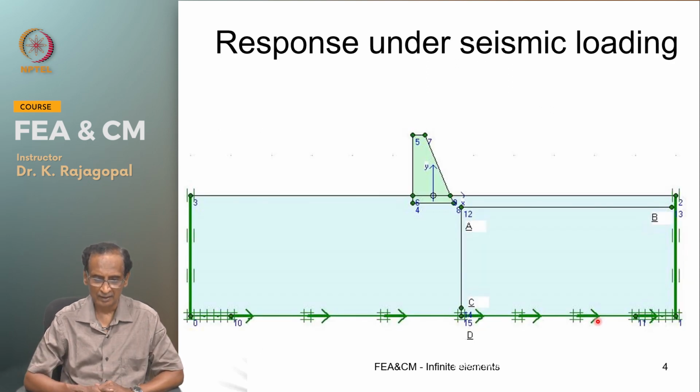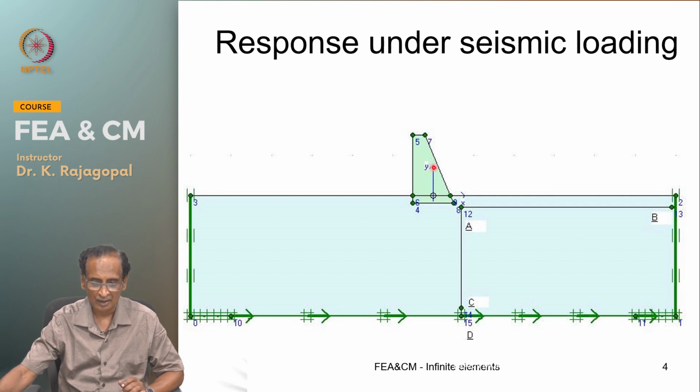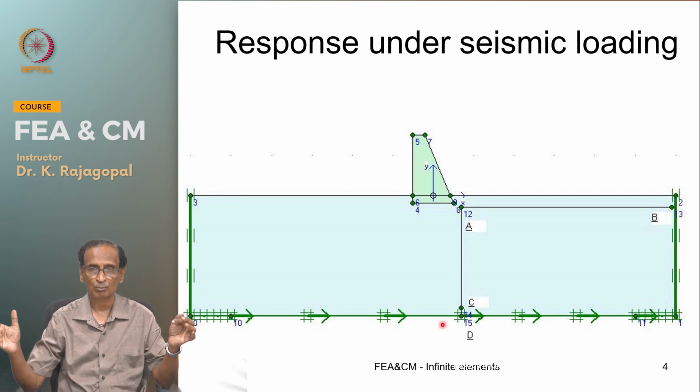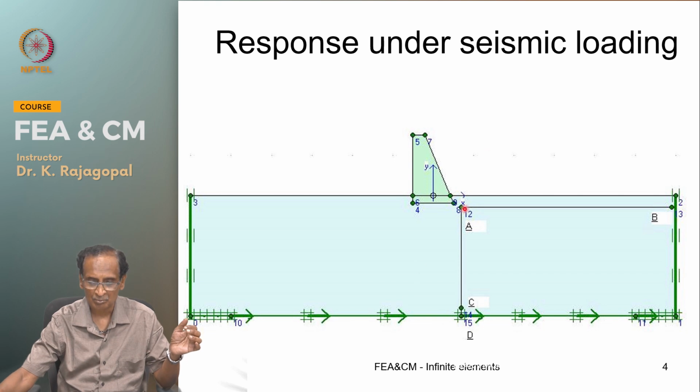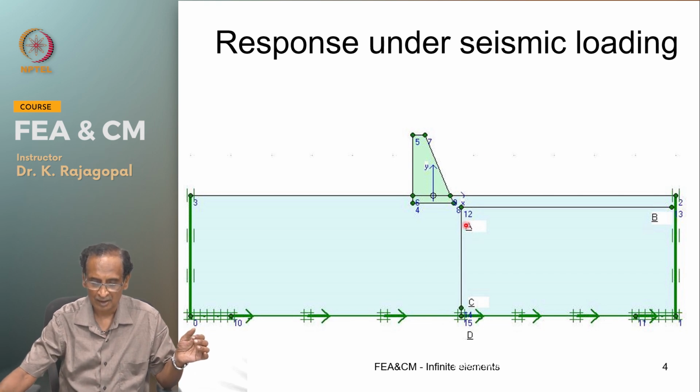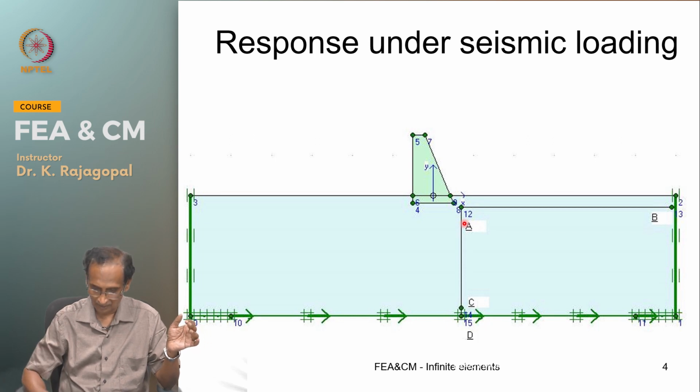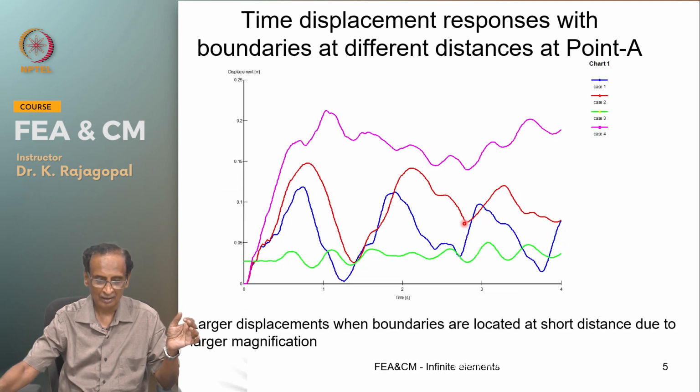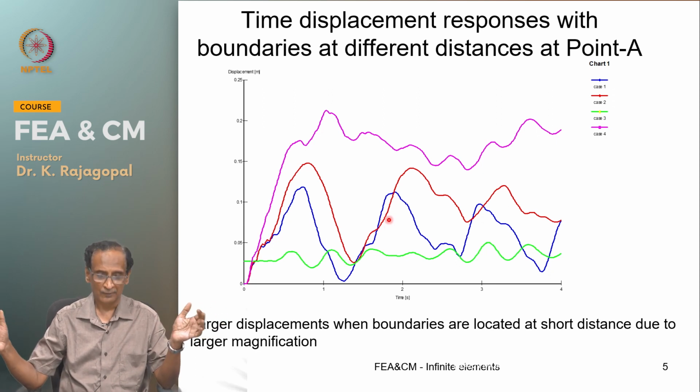And just to illustrate, I have a small problem. Let us say we have a dam resting on the soil, and we are giving some seismic excitation, and there are some moving boundaries or viscous boundaries. Let us monitor the deformations at this point A, very close to the dam, and these are all the results that we get by locating the boundary at different locations.